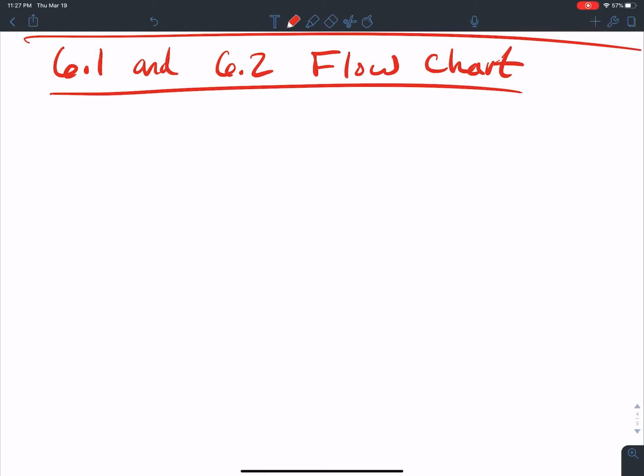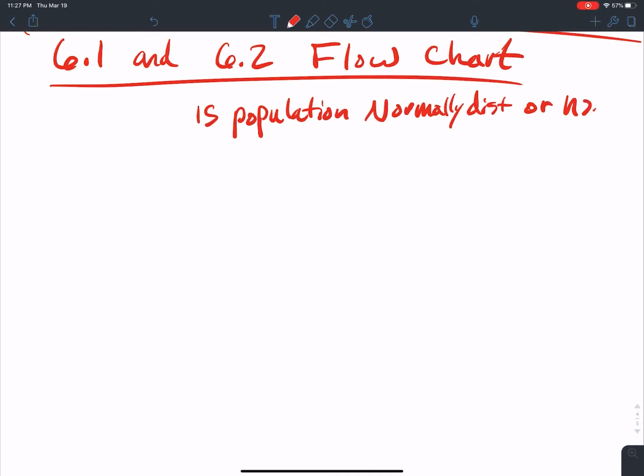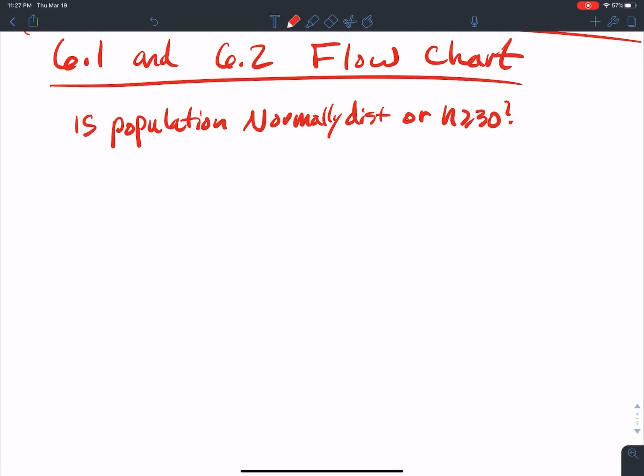So I want to give you an idea of the flow chart between 6.1 and 6.2. The question you ask yourself is, is the population normally distributed or n greater than or equal to 30? Okay? So is the population normally distributed or n greater than or equal to 30?